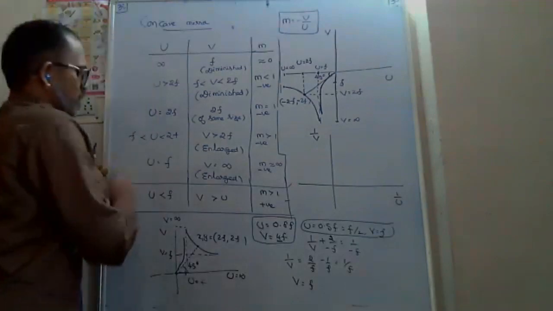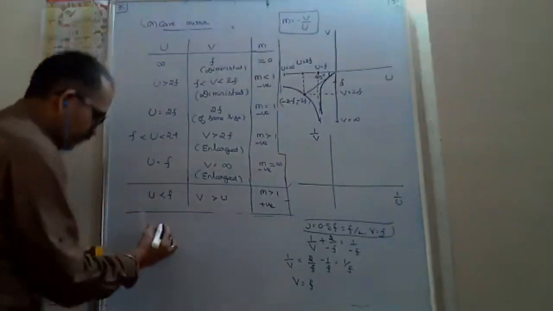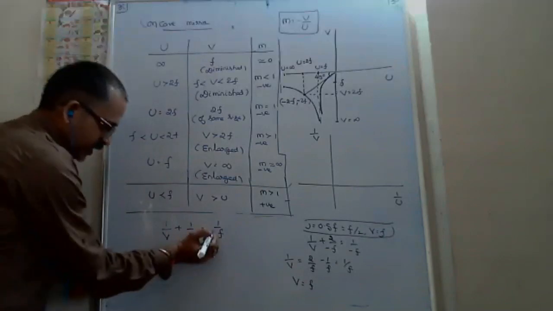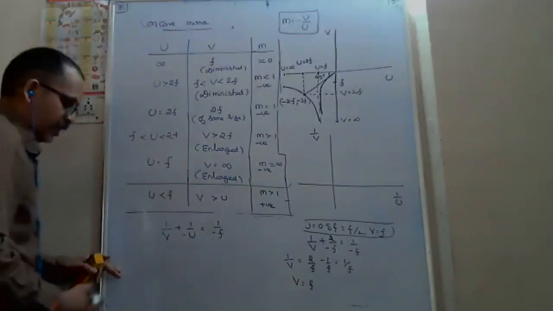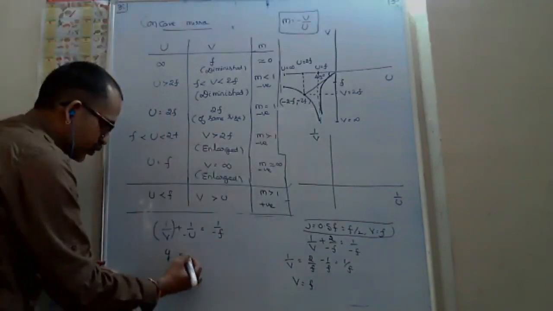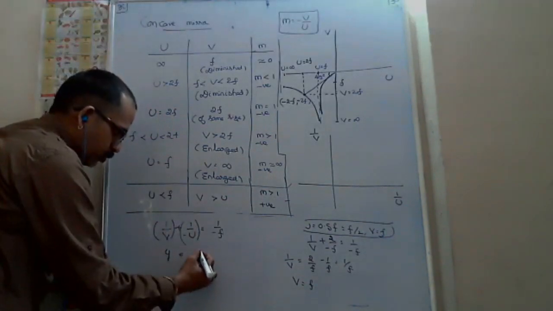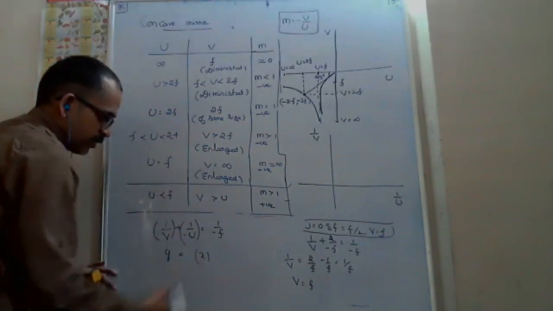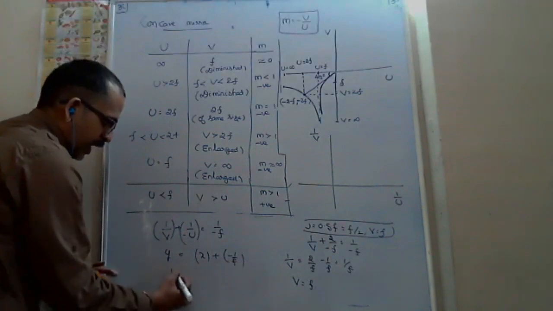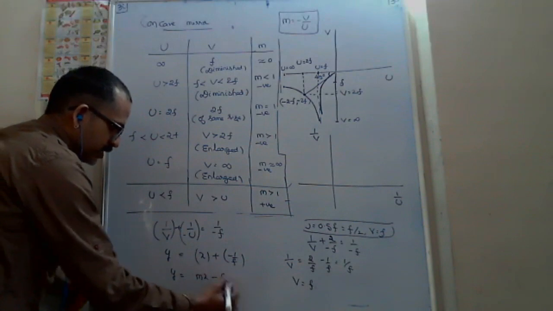With the sign conventions, if I check 1 by V plus 1 by U equals 1 by F. Sign conventions: focal length negative, U is also negative. So 1 by V taken on the Y axis, Y equals, minus 1 by U taken to the other hand, plus 1 by U. 1 by U is X, plus here I am getting minus 1 by F.